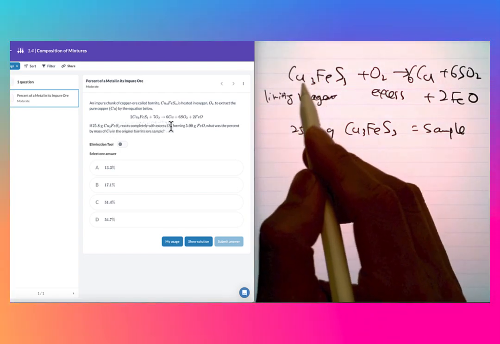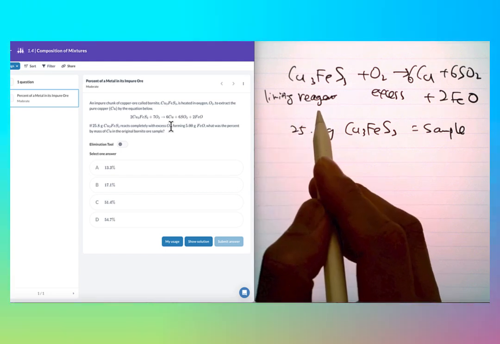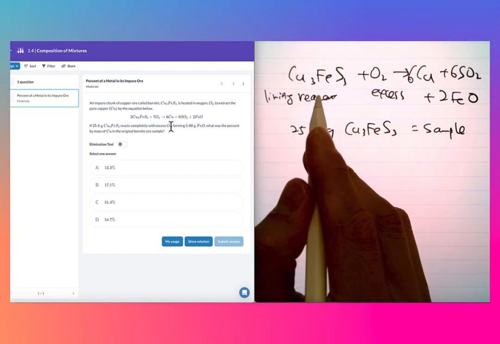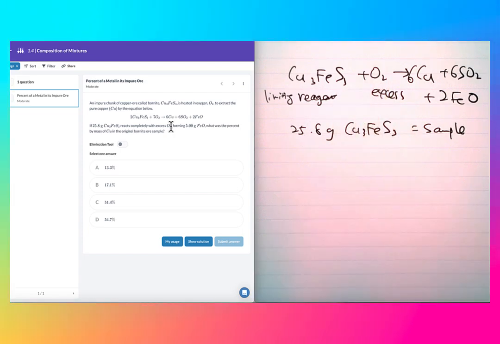So what it means is that bornite is the limiting reactant. So after the reaction, we're supposed to see zero, nothing remains, while you have abundant oxygen for the reaction to continue until the limiting reactant, or limiting reagent, runs out.